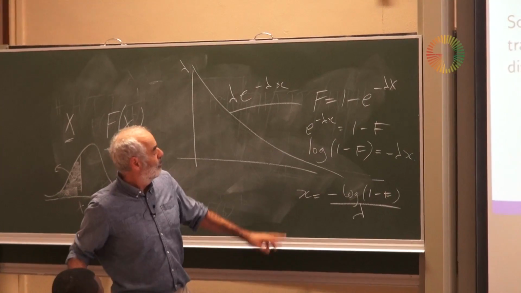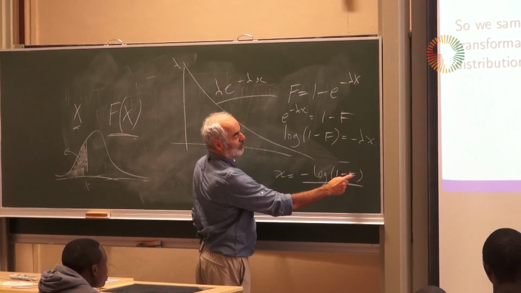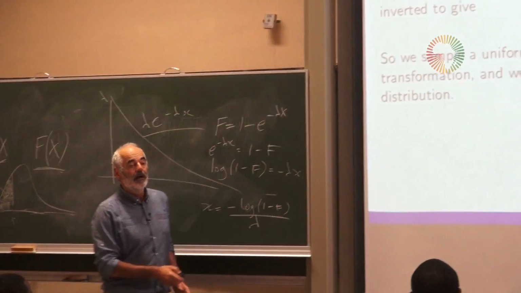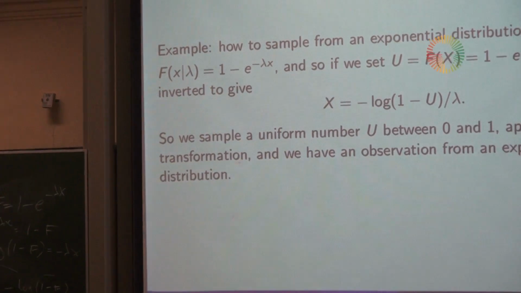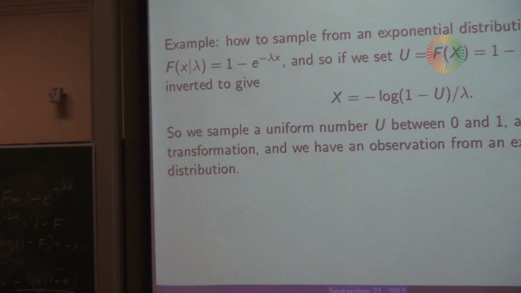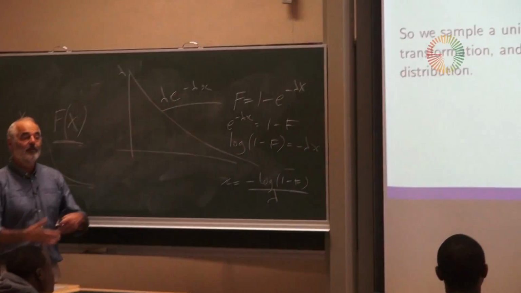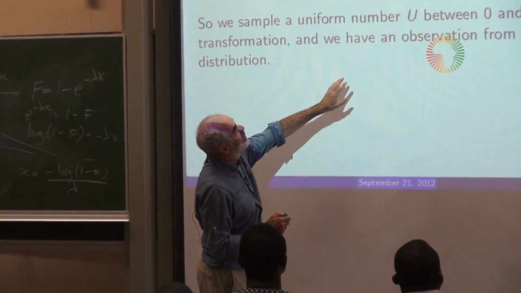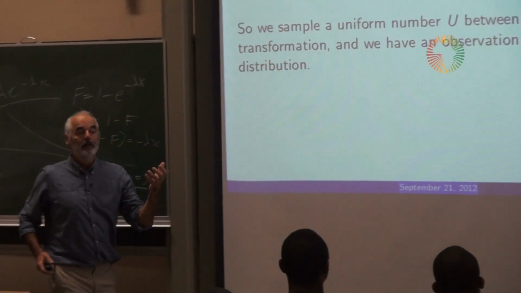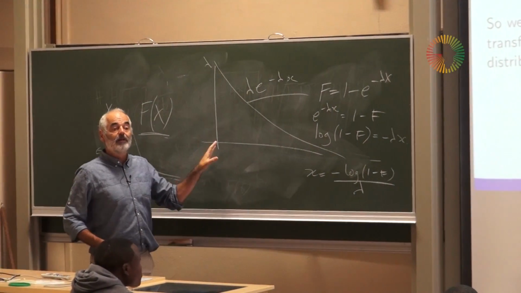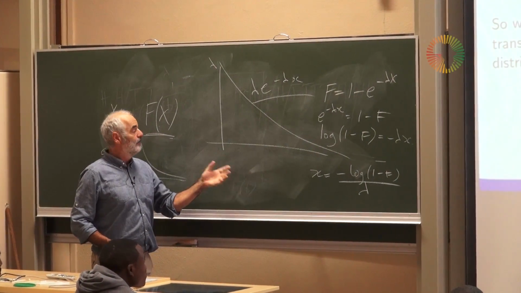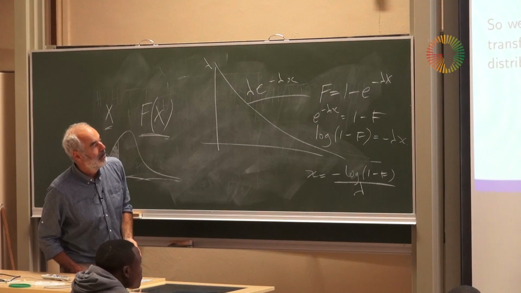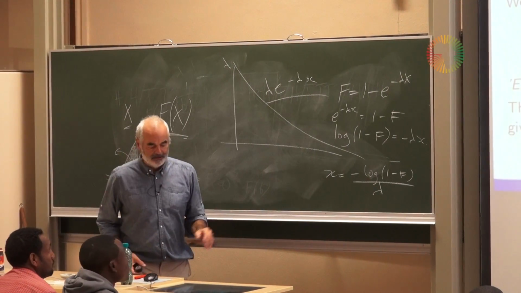Good. So if I sample a uniform variable and put it in there and calculate this, that will give me an observation from this distribution. Isn't that cool? It's really neat, and that's used for sampling from distributions. But it's restrictive because you've got to be able to invert F. So you can't use this method for generating from a normal distribution because you can't invert the distribution function in closed form.